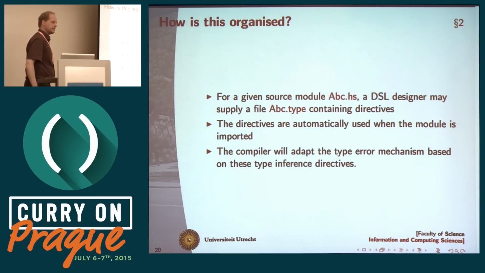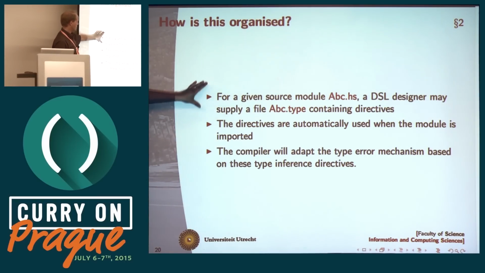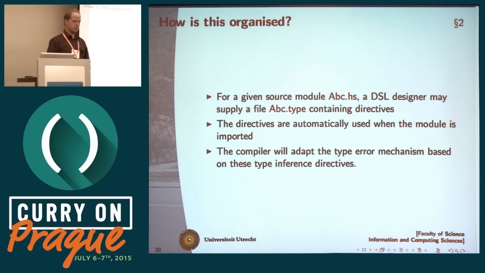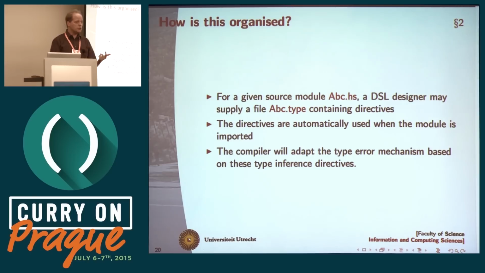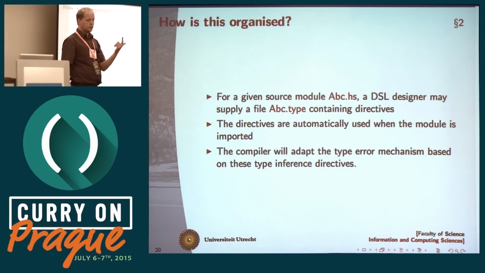So how do you organize this in a Haskell setting? Well, basically, if you build a module abc.hs with the Haskell extension, you can also supply, and typically the DSL designer will supply, a file called abc.type that contains certain directives. I'll explain in a minute what they look like. And the idea is that whenever you compile abc.hs, it will load in this abc.type. It will store information also in the generated code for this abc.hs.